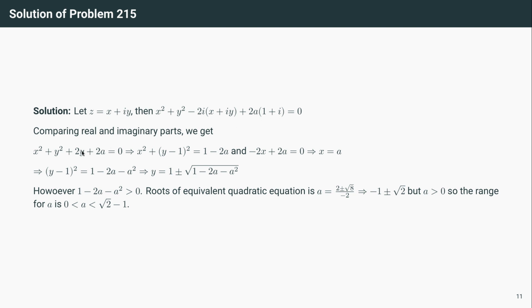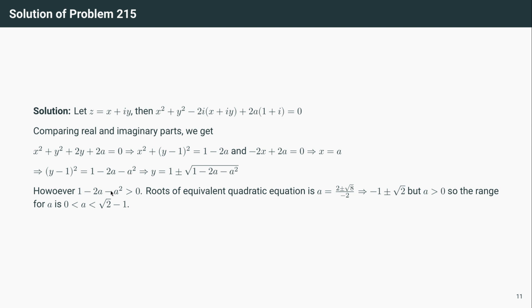Now we compare the real part first. So we will have x square plus y square plus 2y plus 2a is equal to 0, which gives us x square plus (y minus 1) whole square is equal to 1 minus 2a. On the imaginary side, we will have minus 2x plus 2a equal to 0. So x is equal to a. Now we substitute x is equal to a in this. So this will become (y minus 1) whole square is equal to 1 minus 2a minus a square. That is, y is equal to 1 plus minus square root of 1 minus 2a minus a square.